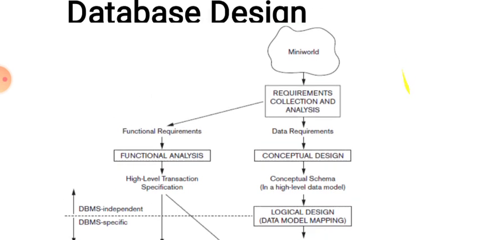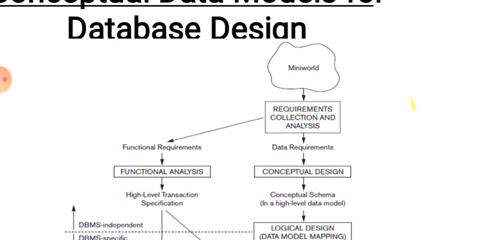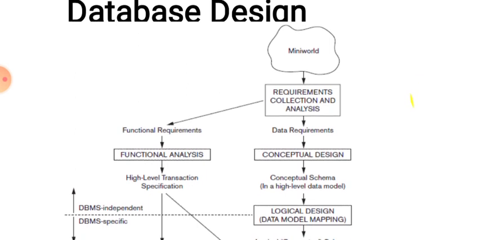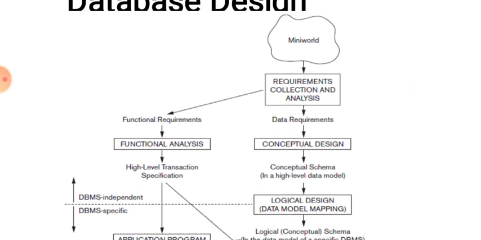Here you find the first, top portion is a mini world. What do you mean by mini world? Mini world means the topic under consideration. For example, mini world can be school, college, company, hospital, or any system that we are going to build, because that is going to be our area of study, or the area of our concern. So it is called mini world.